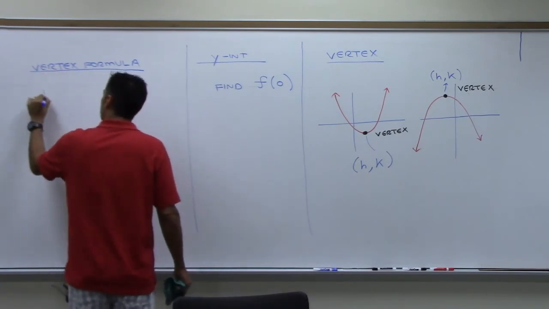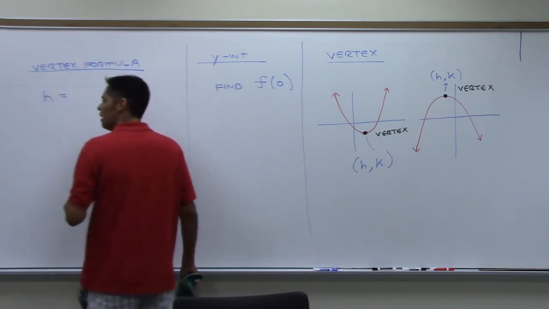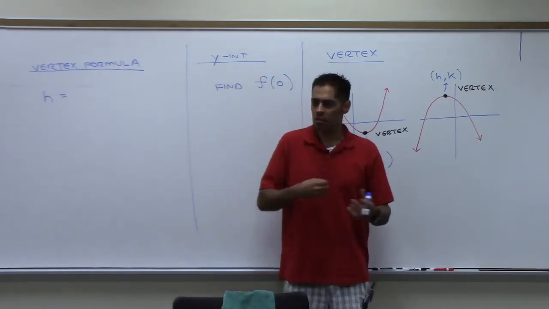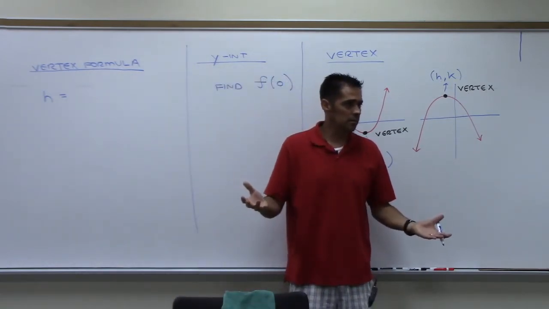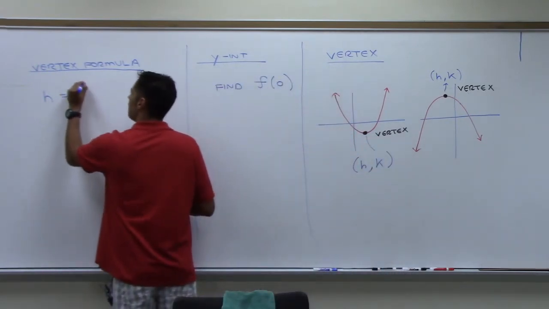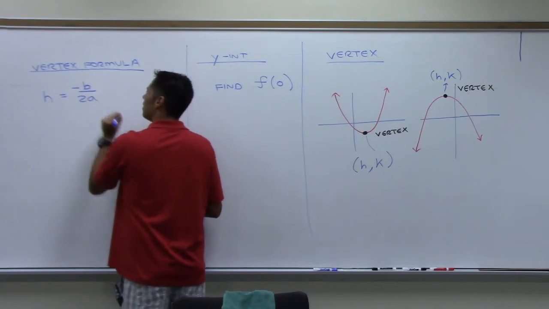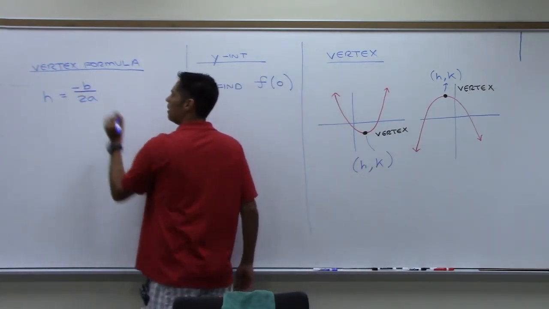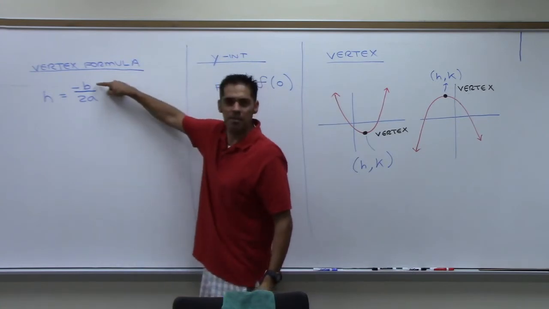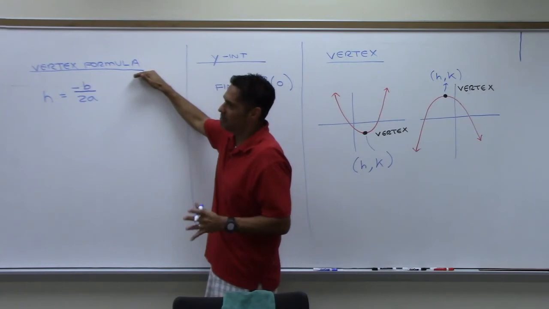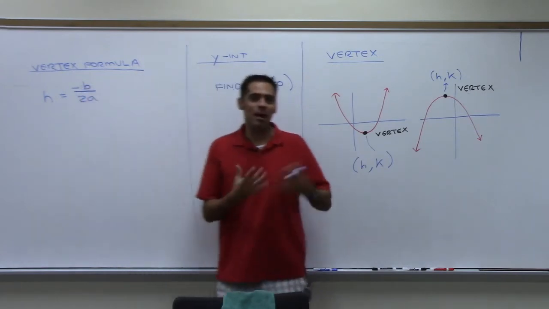To find h, it's kind of like the quadratic formula, where all you need to know is a, b, and c, and you just plug and chug and you're done. Same thing with h. To figure it out, it's just negative b over 2a. That's it. That almost looks a little bit like the quadratic formula, right? Except on top it's missing the plus or minus square root of b squared minus 4ac. I mean, it's missing a lot. But the negative b and the 2a are the same.